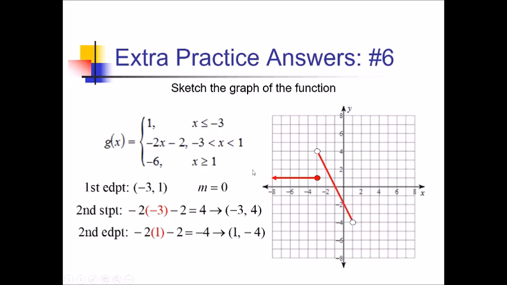Now we go to the third rule, which is just a horizontal line going at y equals negative 6. That's starting at the x value 1, so that's the point 1 comma negative 6 then. We have the equals, so that's going to be a solid dot at 1 comma negative 6 down here. And again, 0 slope horizontal line, so I just draw a horizontal line going to the right.